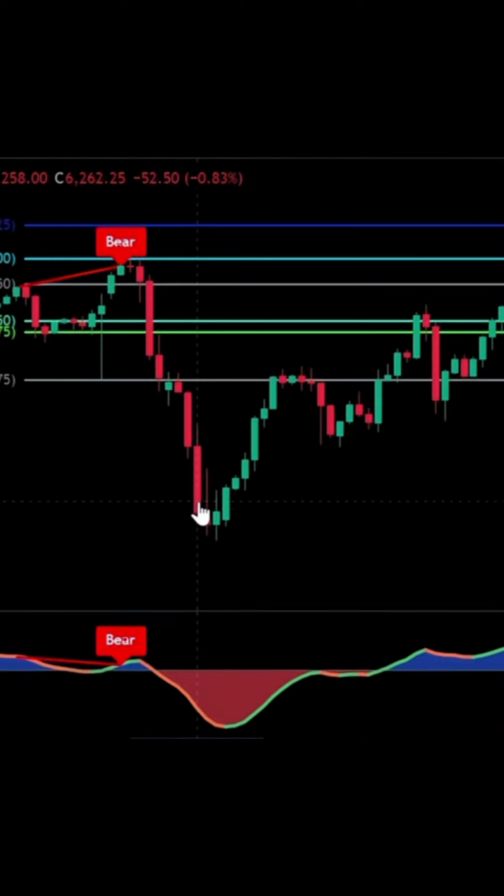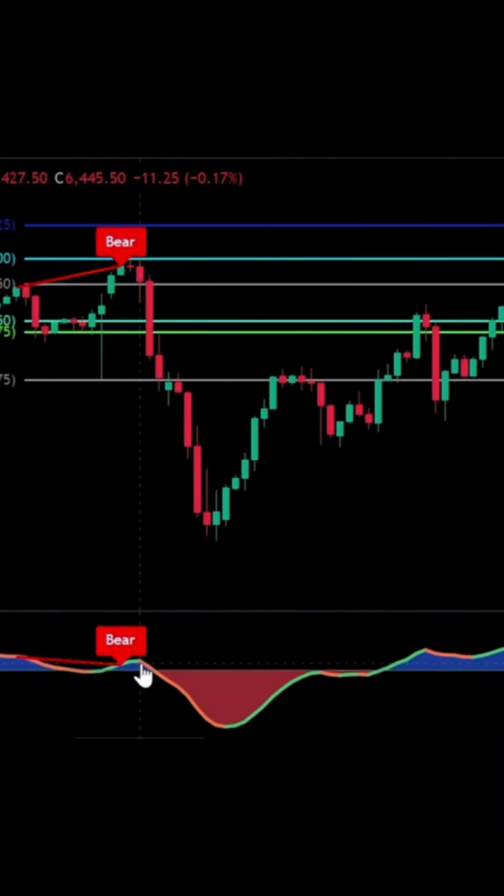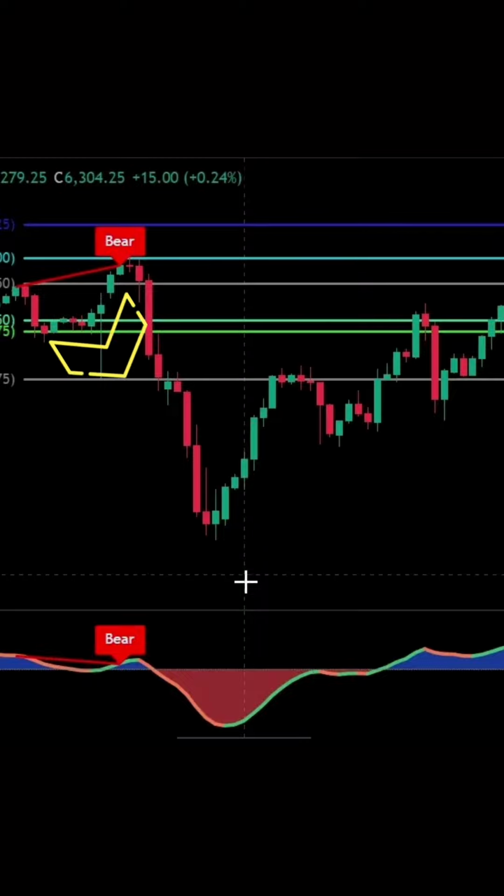Then we find bearish divergence showing here. What happens just a couple of candles later, right after this one? We now have the line turning red, indicating bearish momentum to the downside. That's exactly what we see here. A very strong impulsive move to the downside, that's where to take profit.